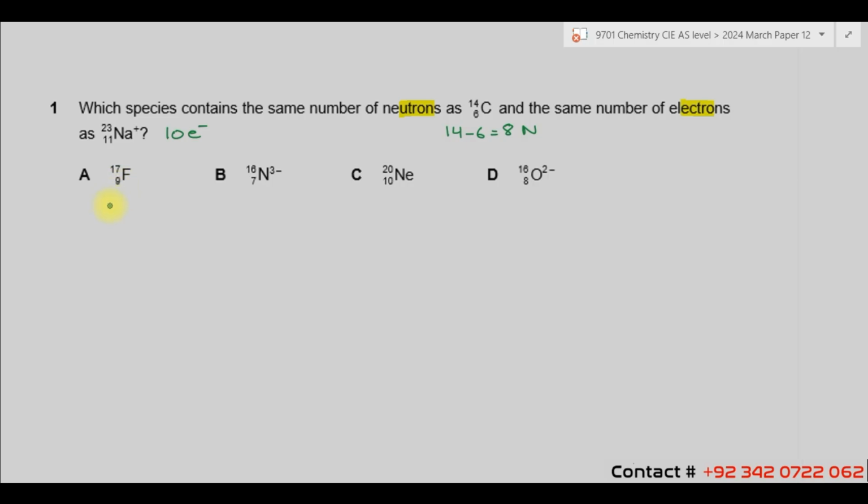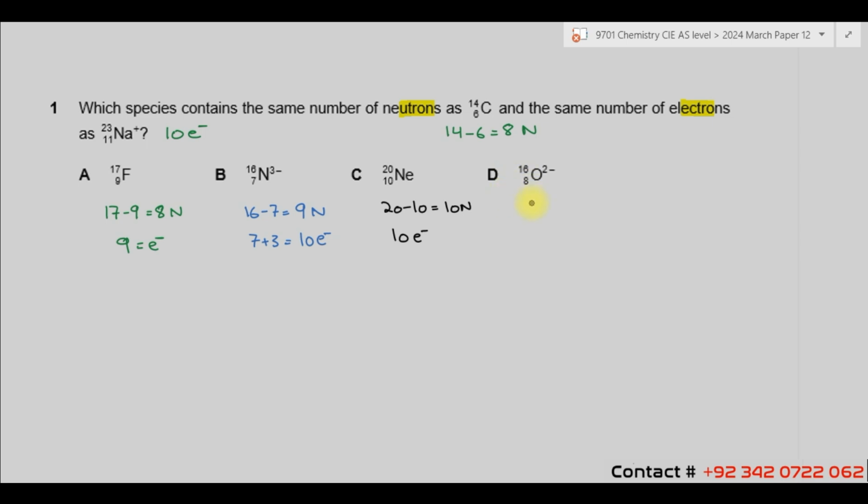Fluorine, 17 minus 9, 8 neutrons. And we have 9 protons, it is neutral, so 9 electrons. Nitrogen 3 negative, 16 minus 7, 9 neutrons and 7 protons, 7 electrons plus 3 more, so we have 10 electrons. Neon 20 minus 10, 10 neutrons, and as it is neutral, so 10 electrons.